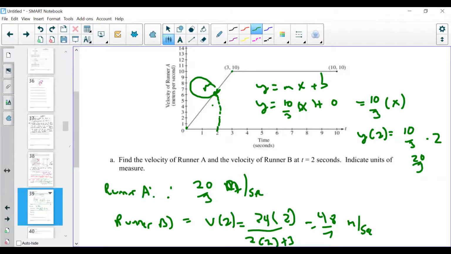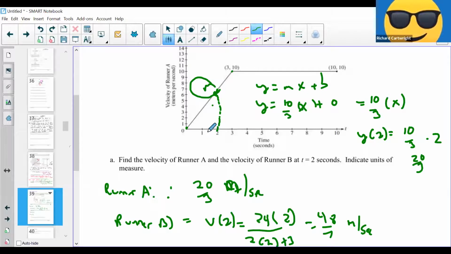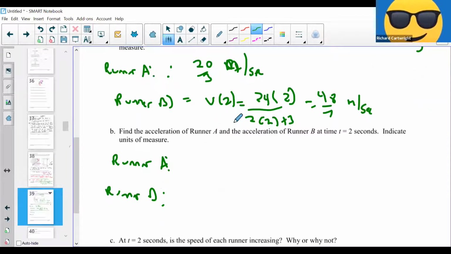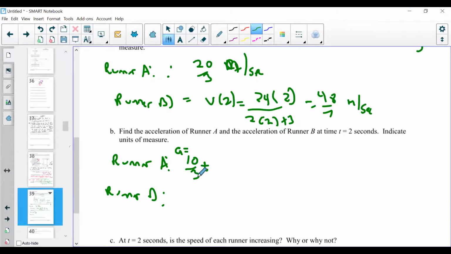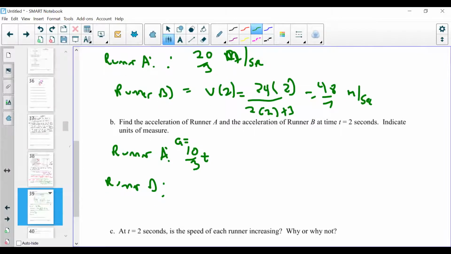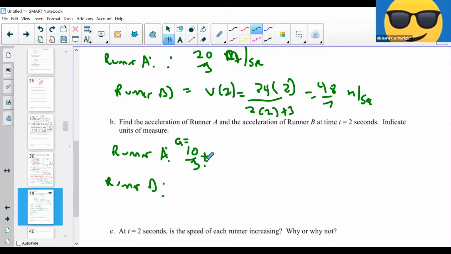So what is the acceleration? That would have been the slope of that line. Remember, it was 10/3. Let me write that out: acceleration is 10/3. Would it be x or t at some t? No, it's just 10/3, right? Yeah, it's just 10/3. That was it.